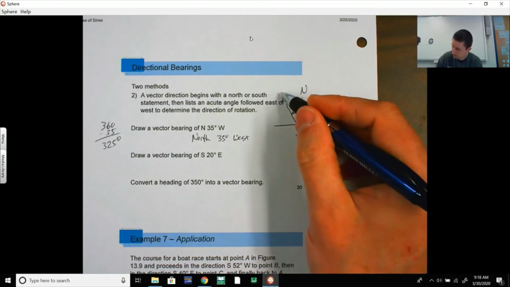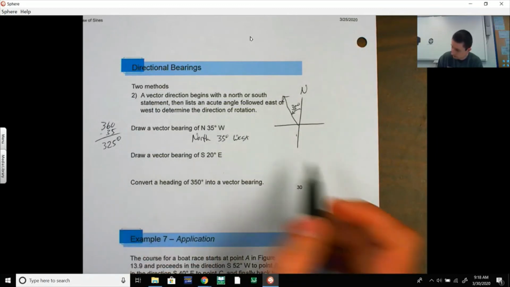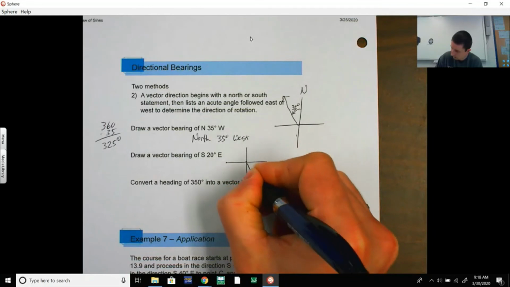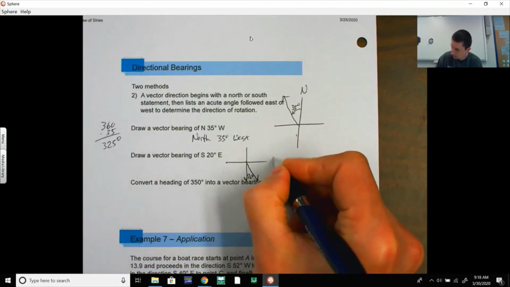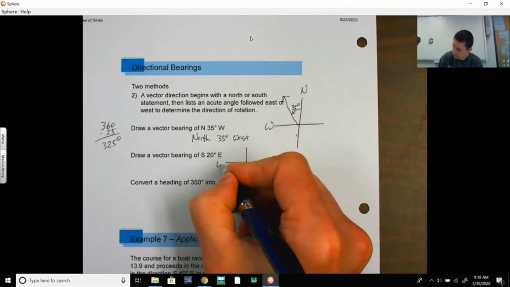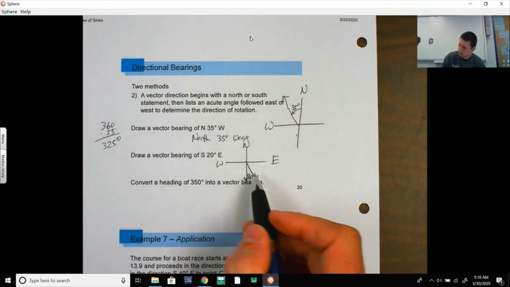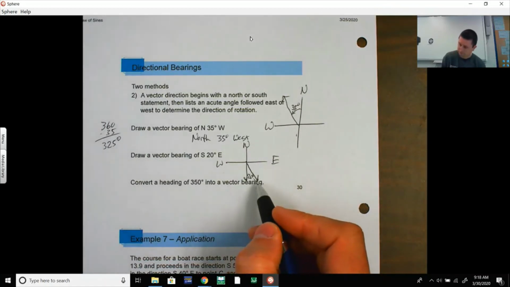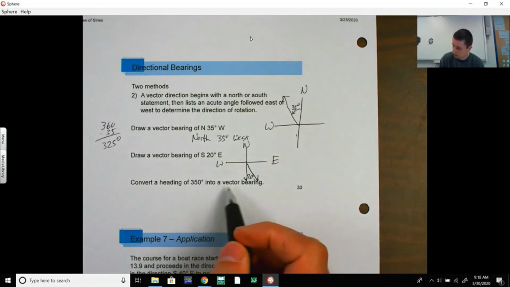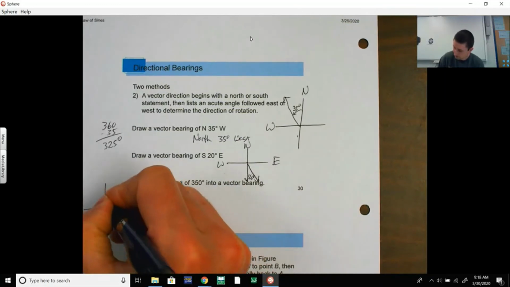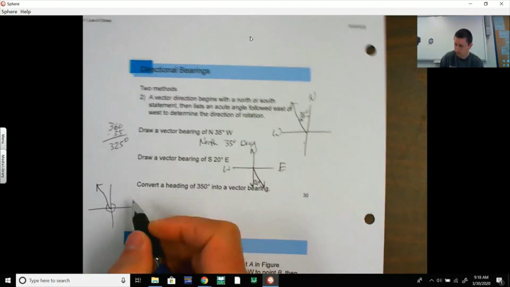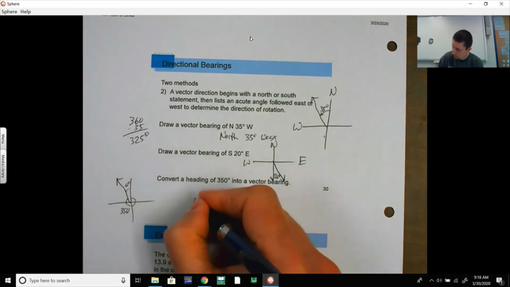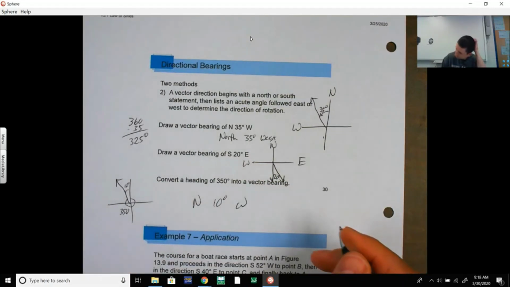The vector of south, 20 degrees east: I'm going south, and now I'm going to go 20 degrees east. So east is this direction, west was this direction. Never eat sour wheat. Never eat soggy watermelon. So 20 degrees east would be right there. Convert a heading of 350 degrees into a vector bearing. Well, 350 would be right there. We are just 10 degrees away, so it'd be north 10 degrees west. Okay, this is west.